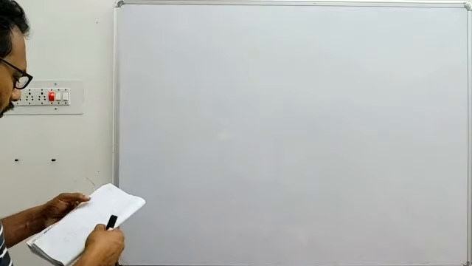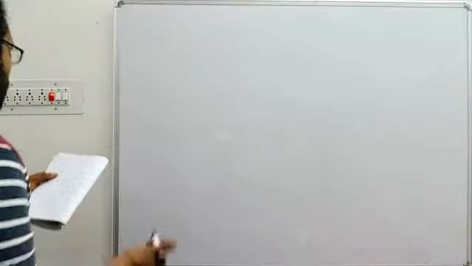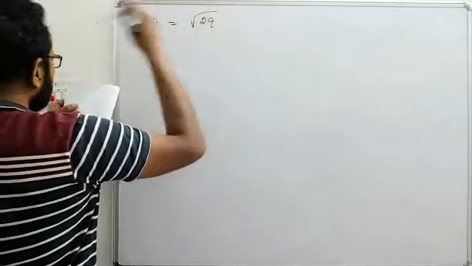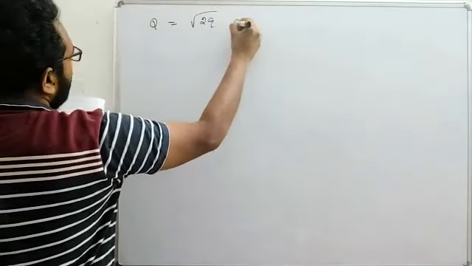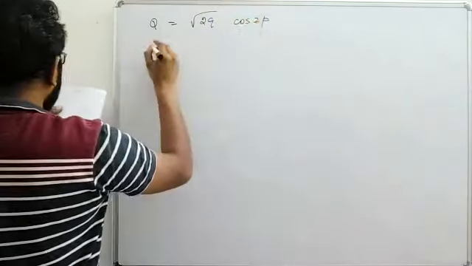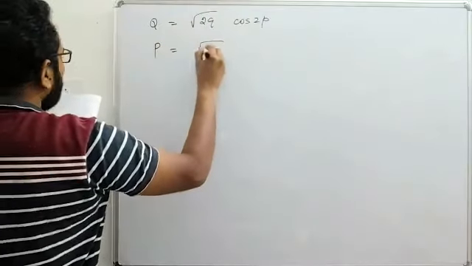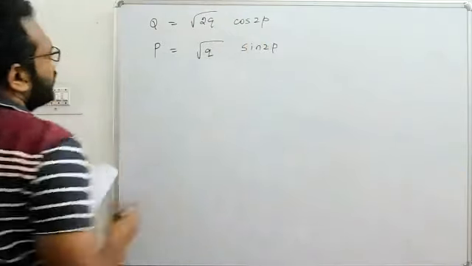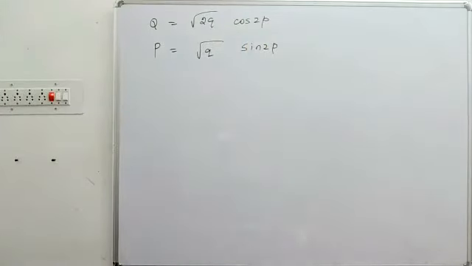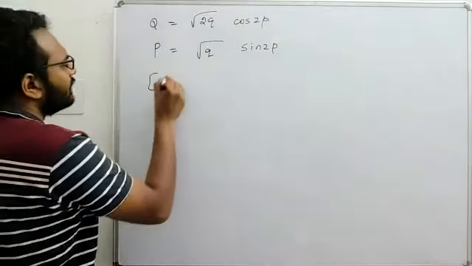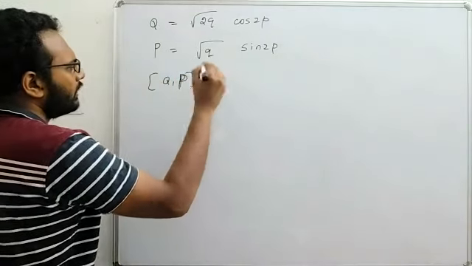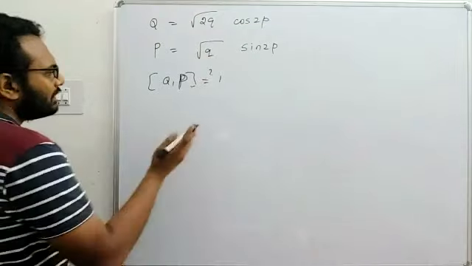So I think we didn't do this one. We need to check whether the transformation Q is equal to square root of 2Q cos 2P, and capital P is equal to square root of Q sine 2P. I think we didn't do it. We need to find whether this is a canonical transformation. So you just check this. This is capital P is equal to 1. If this is 1, this is a canonical transformation. And this is easily done.